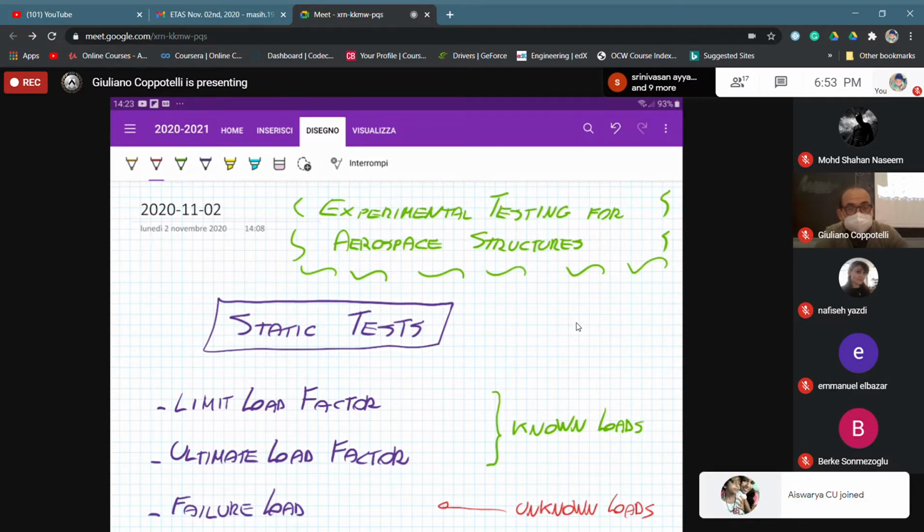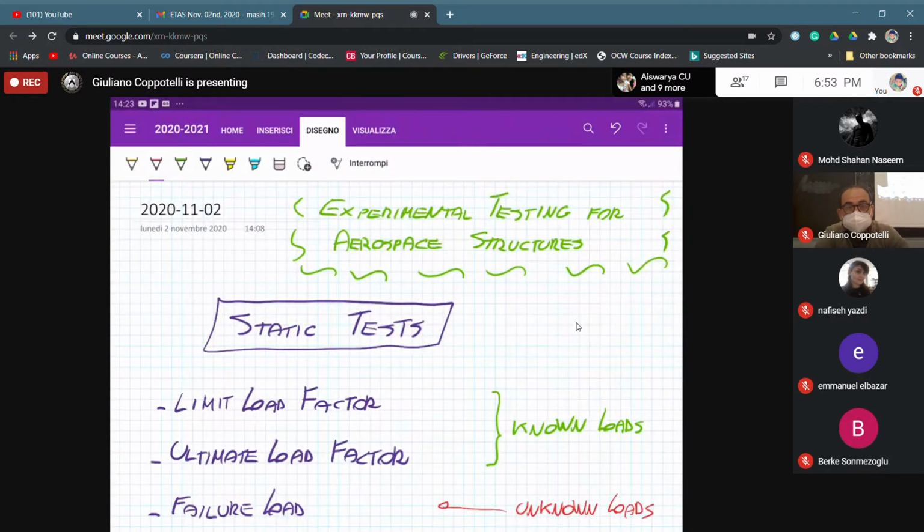Sometimes that doesn't happen because of the free plays, so it is admitted that once, twice, let's say a couple of times, we run this limit load factor test in order to check and fix possible free plays, and then we have to be sure that everything runs smooth. Okay.